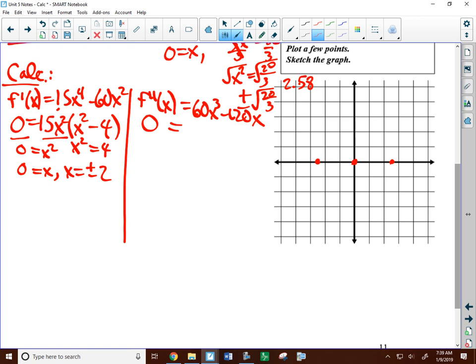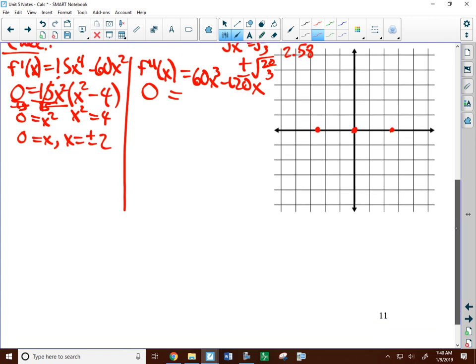Wait, how'd you get the 15x squared to just be x? What'd you do? Well, I divided by 15 first. Oh, I see. So this is gone, and 0 divided by 15 is 0. So that was critical points.